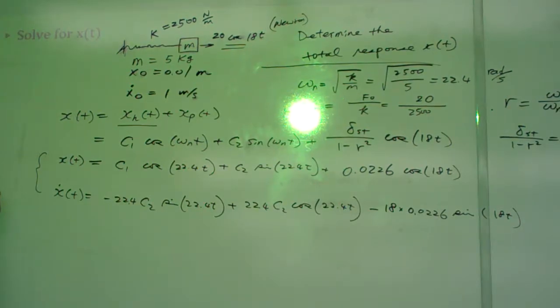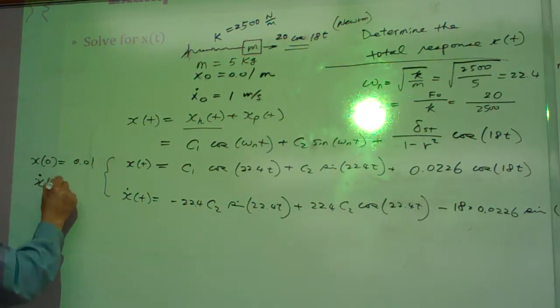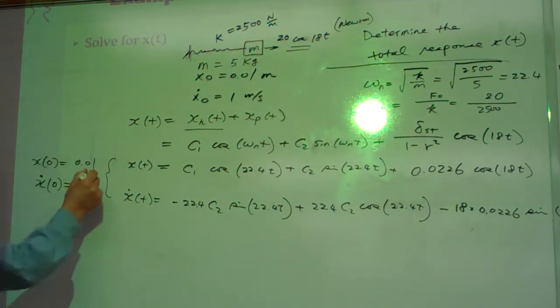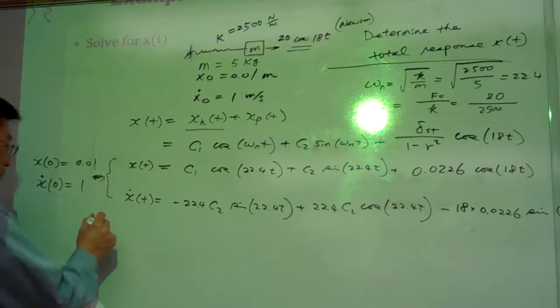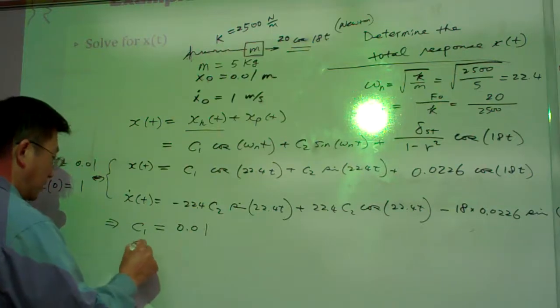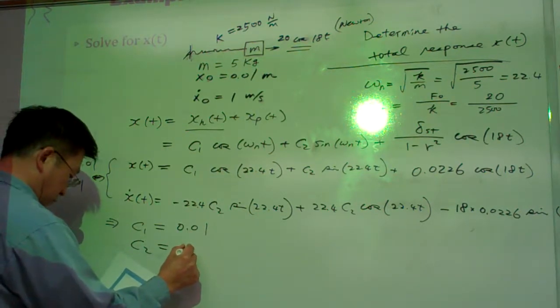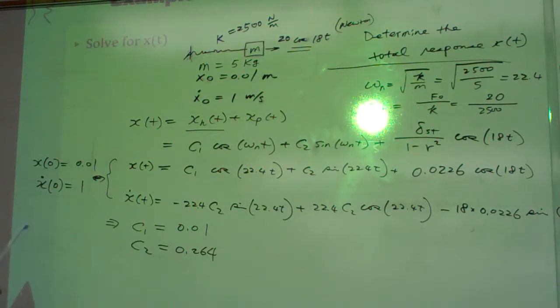Okay, with the two terms ready, you simply plug in x0 equal to 0.01 and x dot 0 equal to 1. You're simply using the two pieces of information and solve for C1, C2. So let me quickly jump into the results. C1 equal to 0.01, C2 equal to 0.0264. Okay, so plug in C1, C2, and that is the whole total response. That's it.